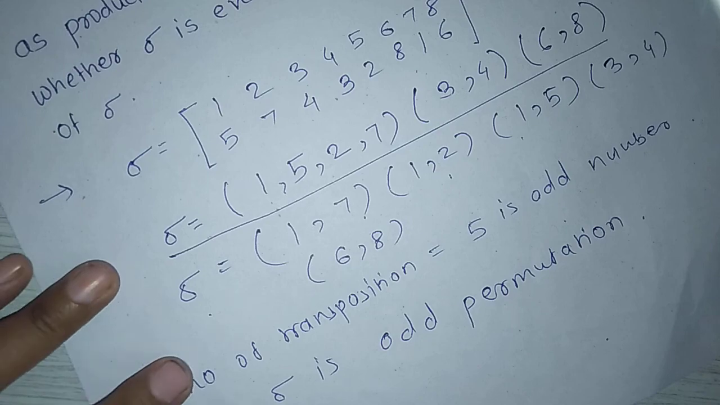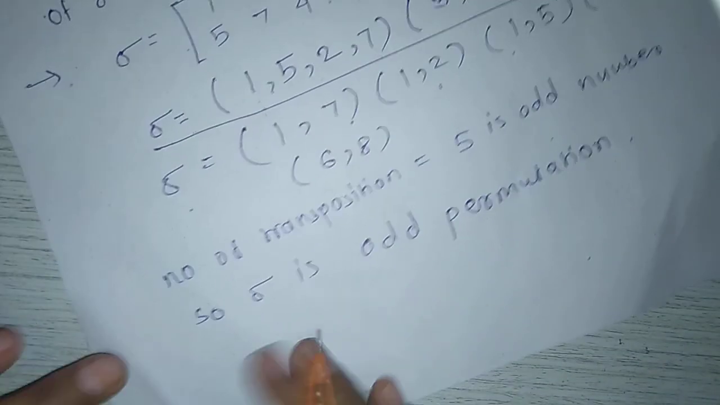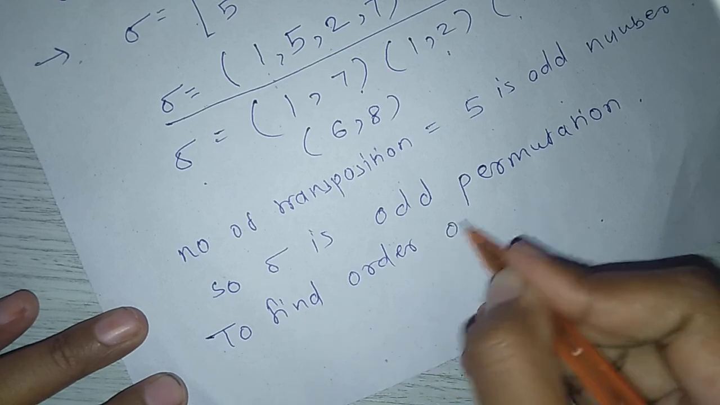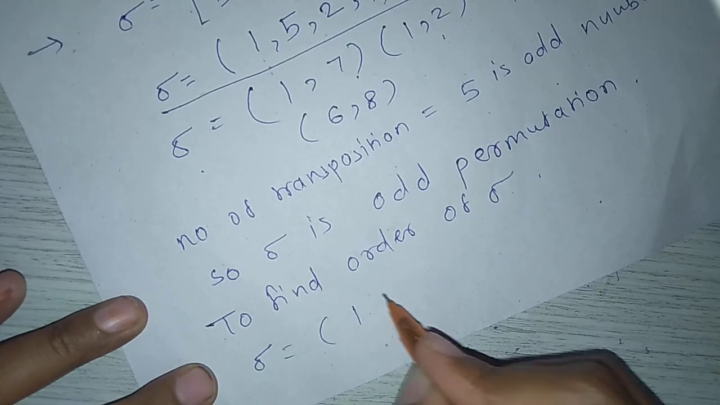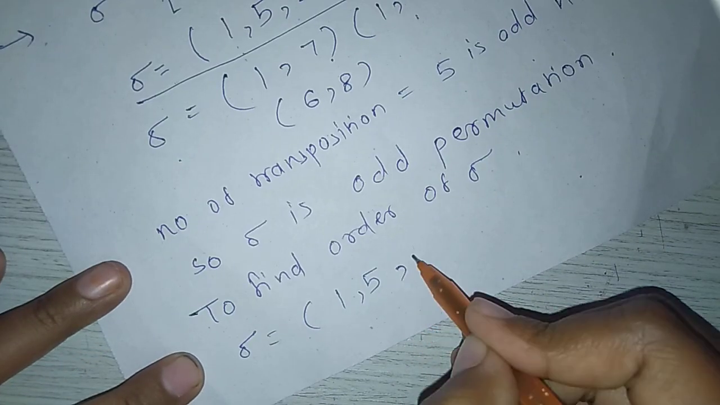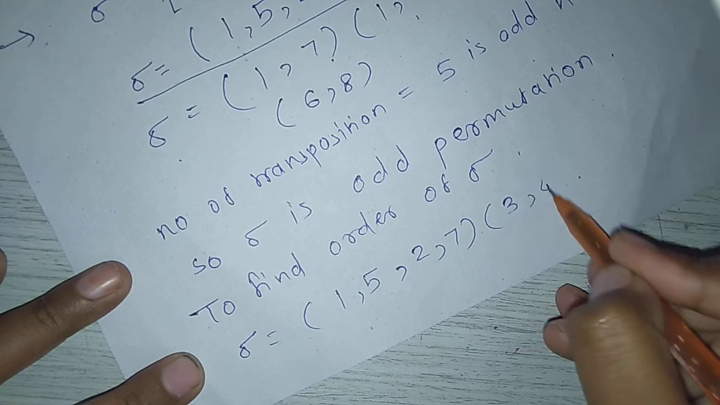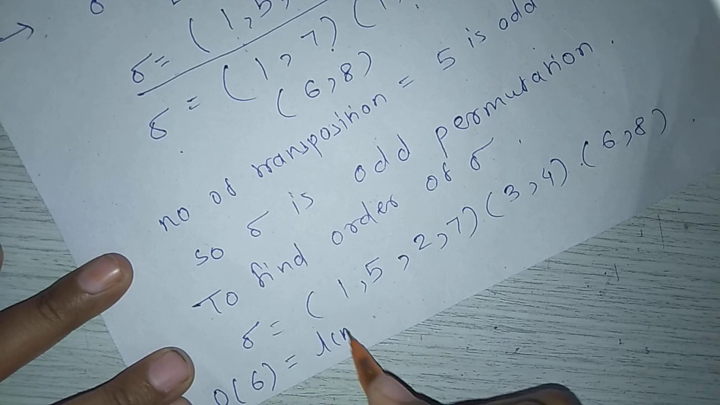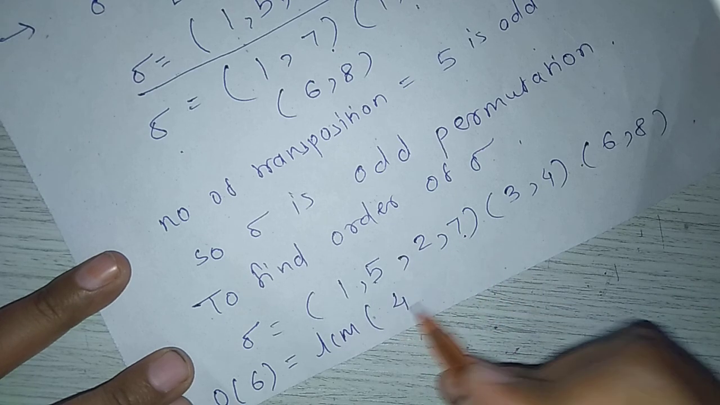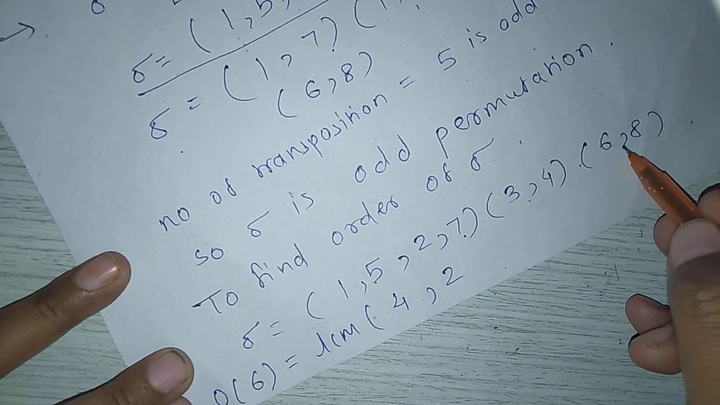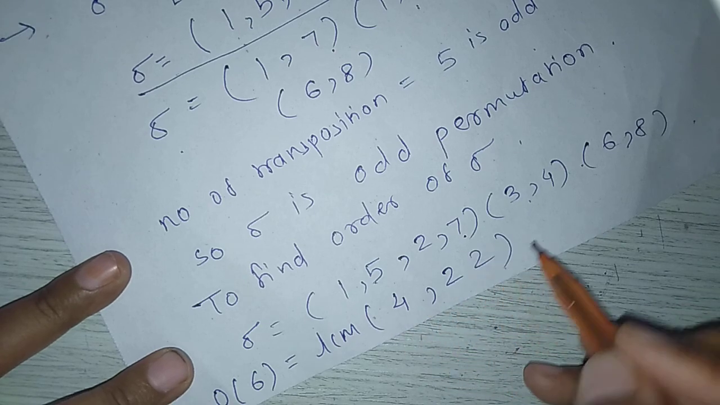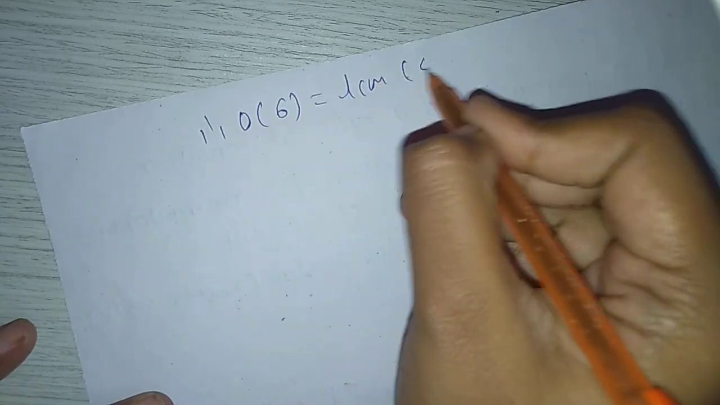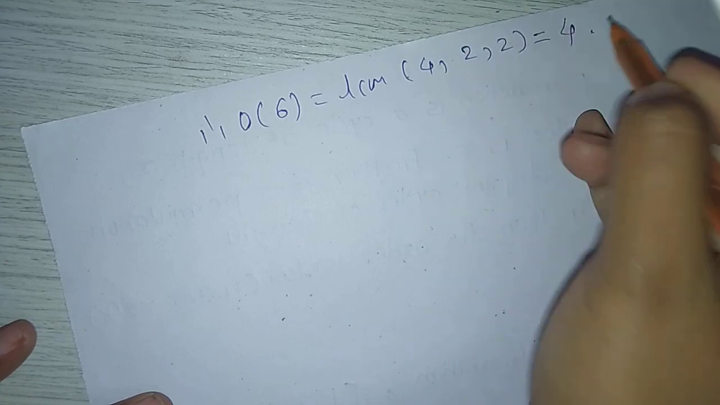Also find the order of sigma. Sigma is a product of disjoint cycles: (1 5 2 7)(3 4)(6 8). The order of sigma equals the LCM of the lengths of the cycles: the first cycle has length 4, the second has length 2, the third has length 2. Therefore, the order of sigma equals LCM of 4, 2, 2, which is equal to 4.